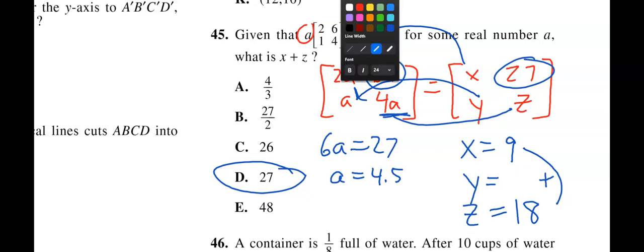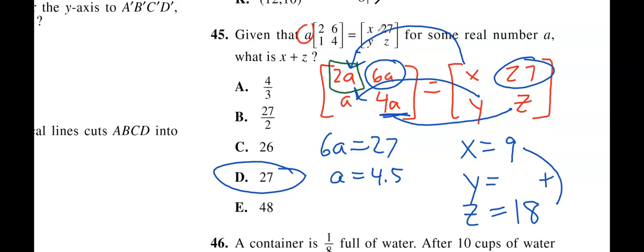So this is called the first row, first column entry. If these two matrices are equal, and it guarantees me they are, then these two entries have to be the same. Same thing for every other element in the matrix. So I had to use the 6A and the 27 to figure out what A was, and then I could work my way around to find the other parts.